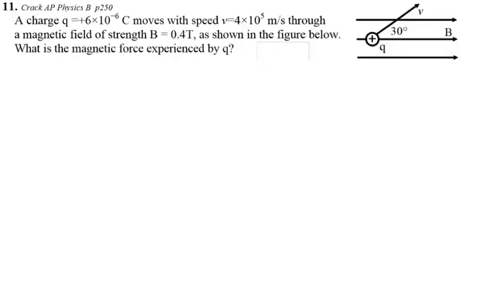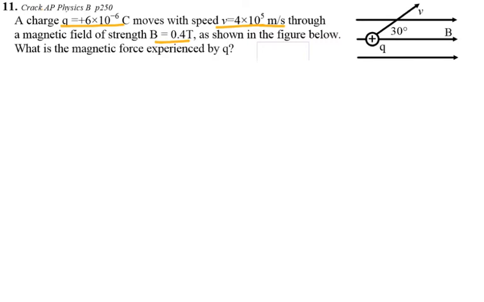In this question, they say that a charge of 6×10^-6 coulombs moves with a speed of 4×10^5 meters per second through a magnetic field of strength 0.4. So this is the information that is given. So it's 0.4 Tesla, as shown in the figure on the right. What is the magnetic force experienced by the charge?